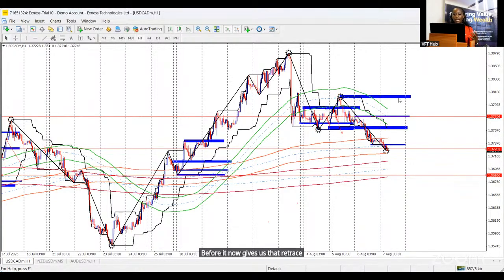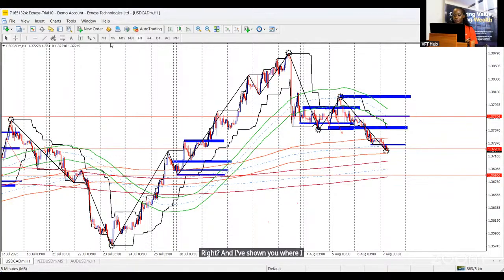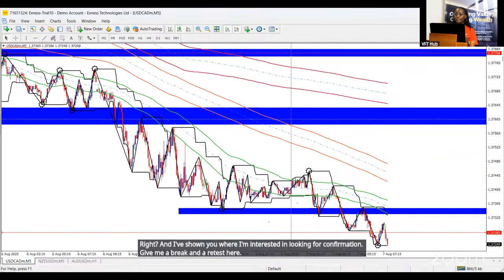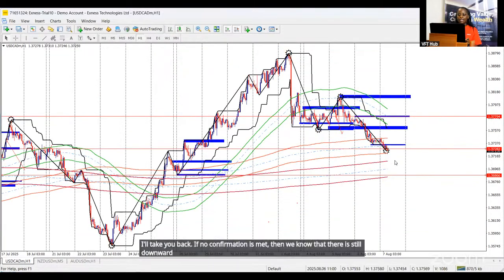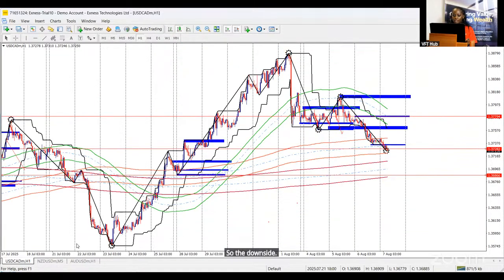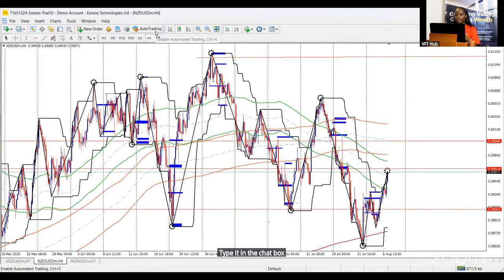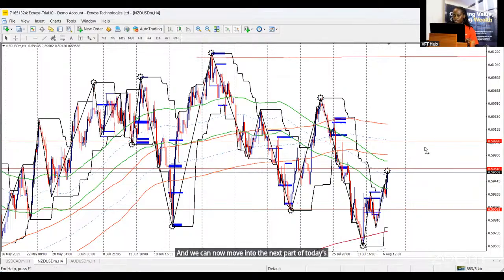So for now, my temporal bias for USD CAD is to see a buy, right? And I've shown you where I'm interested in looking for confirmation. Give me a break and a retest here, I'll take a buy. If no confirmation is met, then we know that there is still downward movement for USD CAD to the downside. Then let us look at AUD USD. If you have any questions, please type it in the chat box as I analyze other pairs, so that once I'm done, I can quickly answer them and we can now move into the next part of today's session.